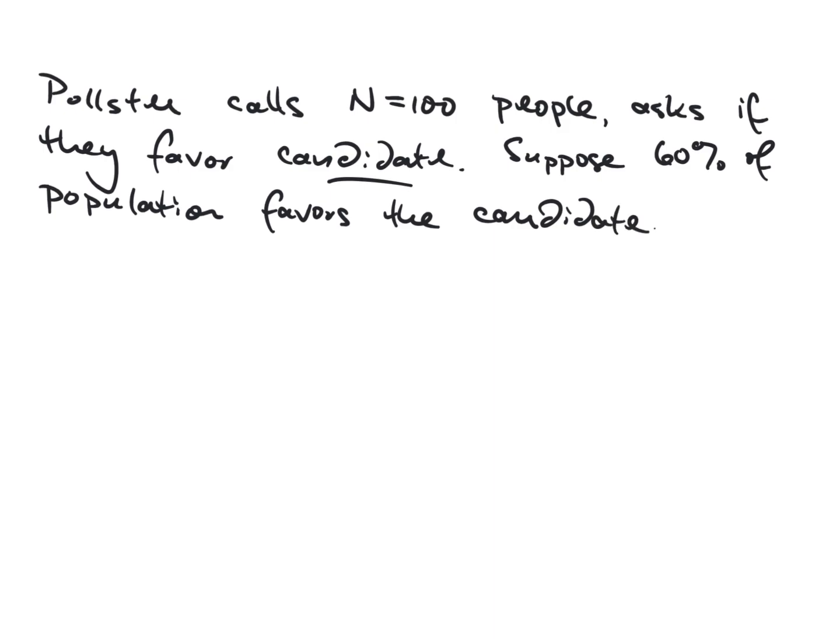Okay. So that means if I were to call a randomly selected person from the population, there's a 60% chance that the person will say that they intend to vote for the candidate, right? So here's my p equals 0.6.